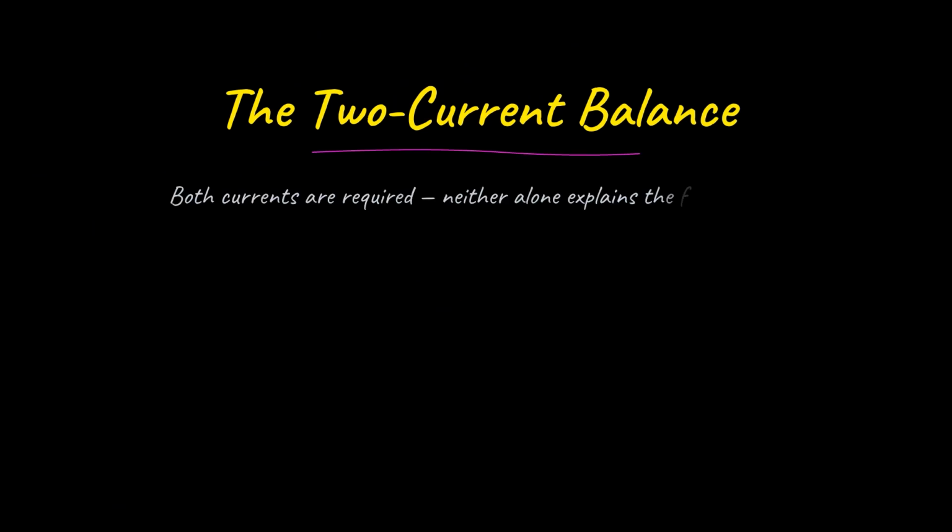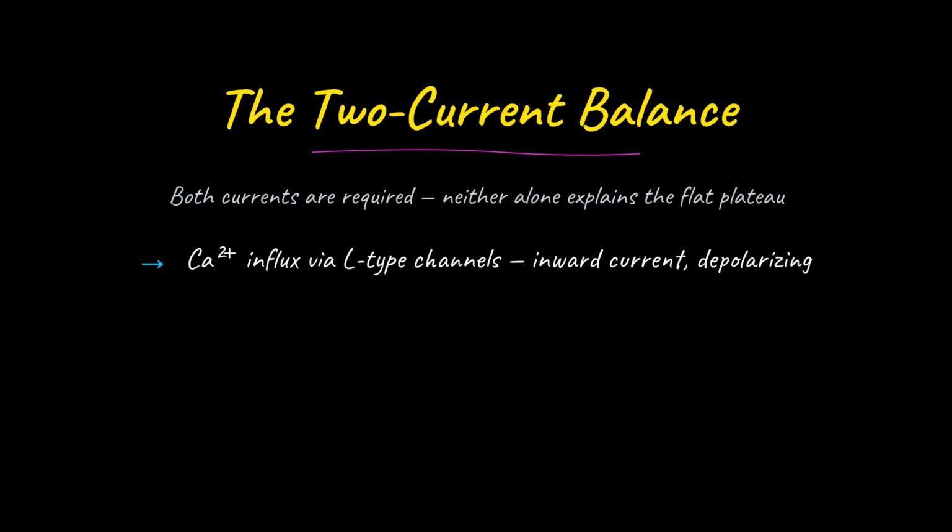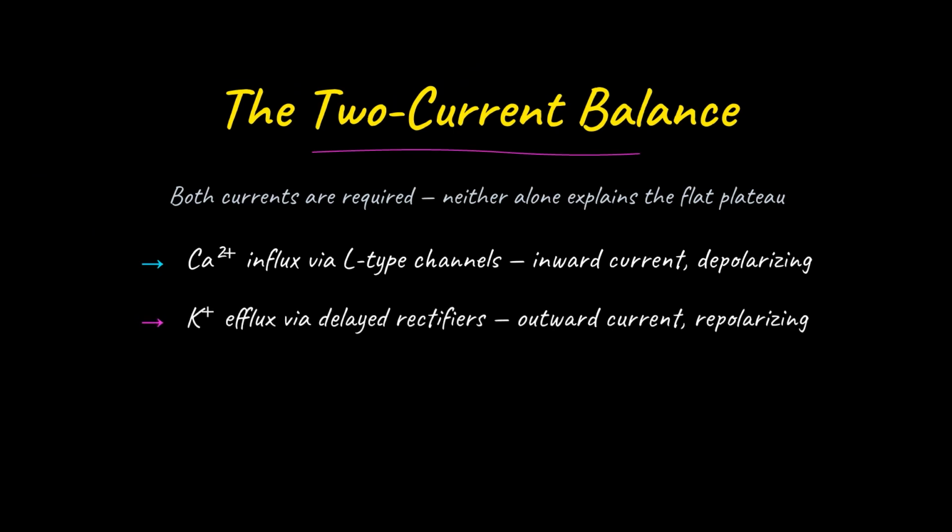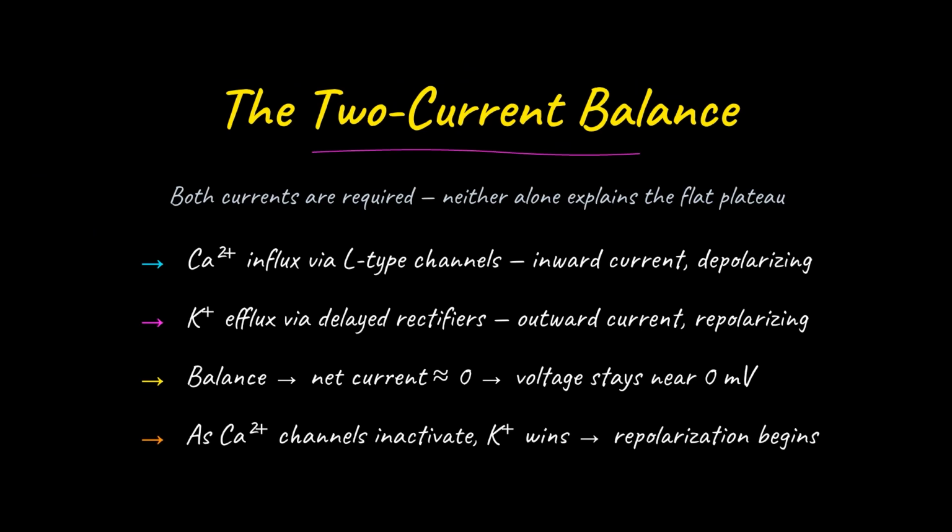The plateau is a balance, not a single current. Fast sodium channels have already inactivated by the time phase 2 begins, so sodium plays no role here. Naming only calcium influx is incomplete. Without potassium efflux opposing it, the voltage would not remain flat. As L-type calcium channels gradually inactivate, potassium efflux dominates and repolarization begins.